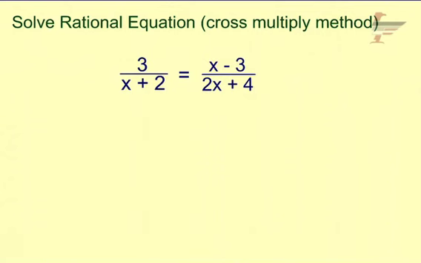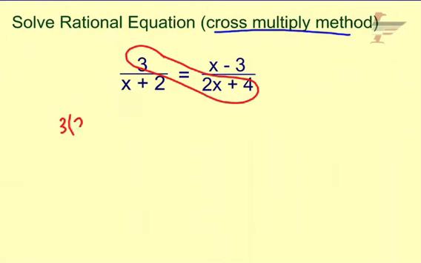Rational equations using the cross-multiply method. We can use this method pretty easily if we have one fraction set equal to one fraction, like we do in this example. And so we just cross-multiply. We take our 3, and we're going to do this cross-multiplying, 3 times 2x plus 4. And then we have to remember to put the equal sign right here.